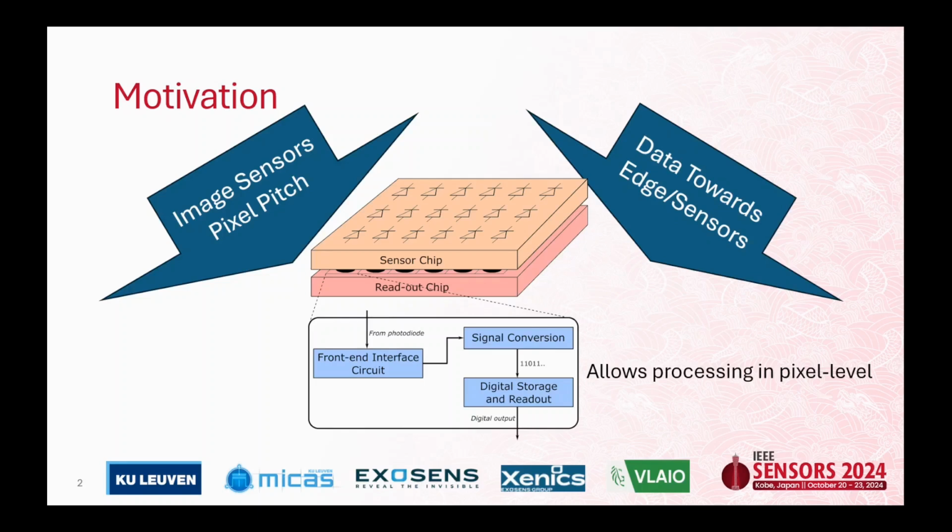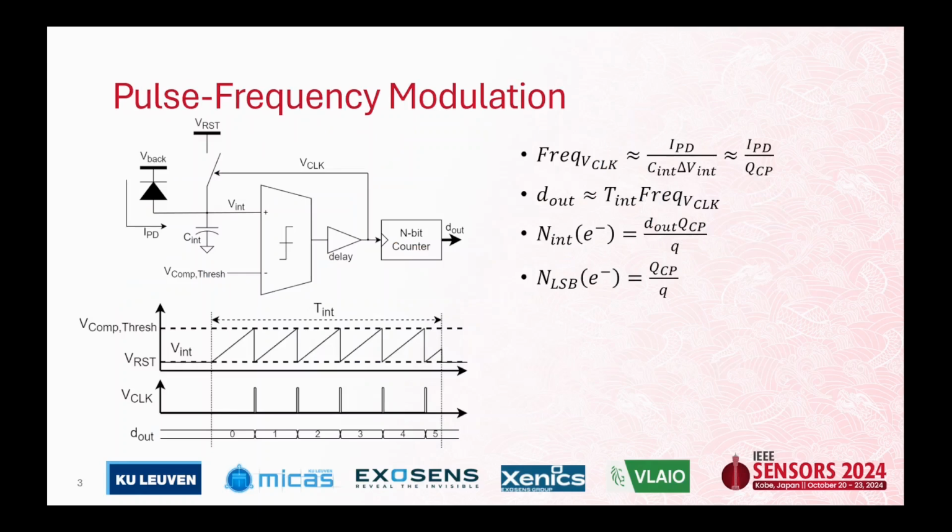For that case, we use a pulse frequency modulation-based ADC, as shown in this block diagram and timing diagram. During the integration time, we are counting the number of charge packets, Cint times the delta of that node Vint, during the whole integration time. That node, V clock, is used as the clock of the counter, which has a linear relationship with the photocurrent.